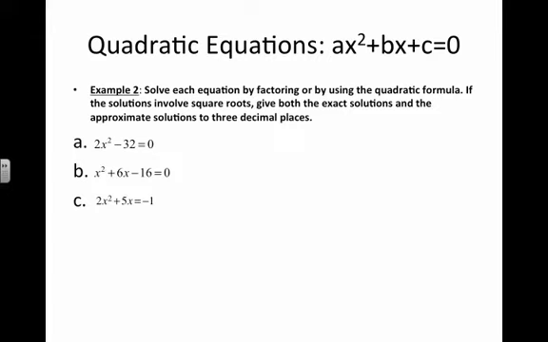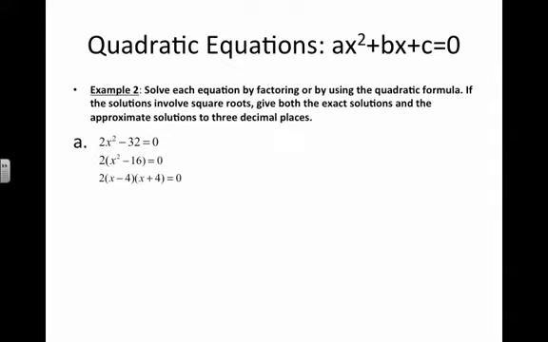All right, so we've got 3 examples here. Let's go ahead and start with 2x squared minus 32 equals 0. We want to factor out a 2, the greatest common factor, and that leaves us with x squared minus 16 equals 0. Well, x squared minus 16 is a difference of 2 squares, so we're going to factor that as x minus 4 times x plus 4, bringing down the 2 because we haven't gotten rid of it. We could, but we just haven't.